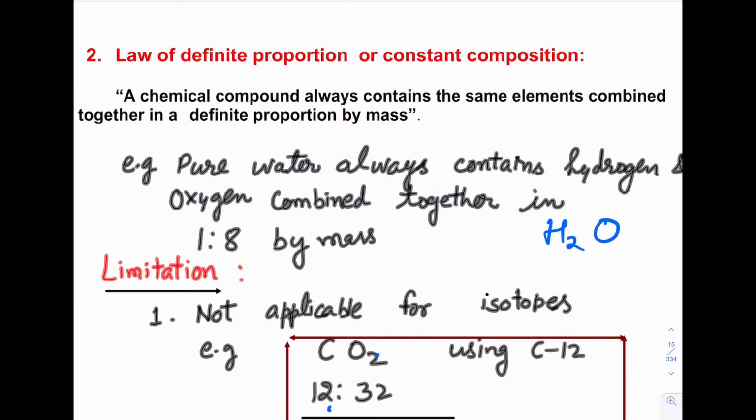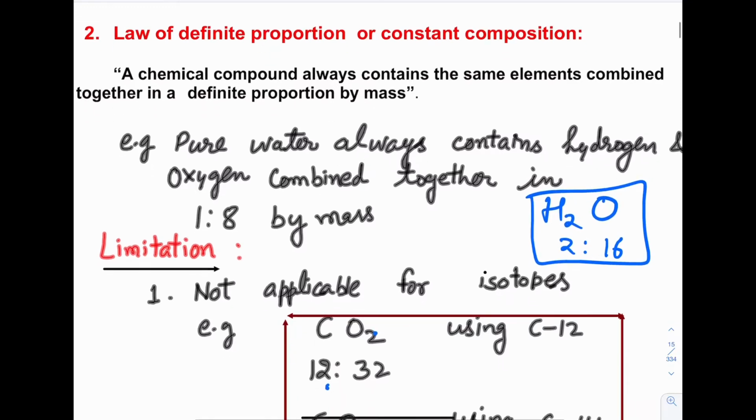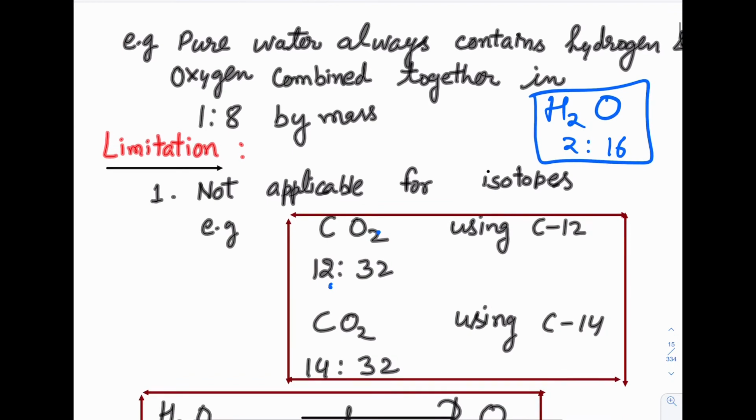You know that the mass of hydrogen is 2. One hydrogen has 1 atomic mass and one oxygen has mass 16. So what is the mass ratio of hydrogen and oxygen? It is 1:8 and it will always be the same. So in a compound, elements combine in a definite mass ratio.